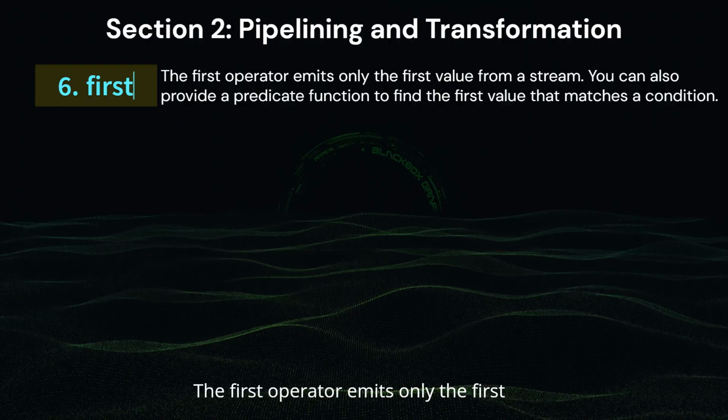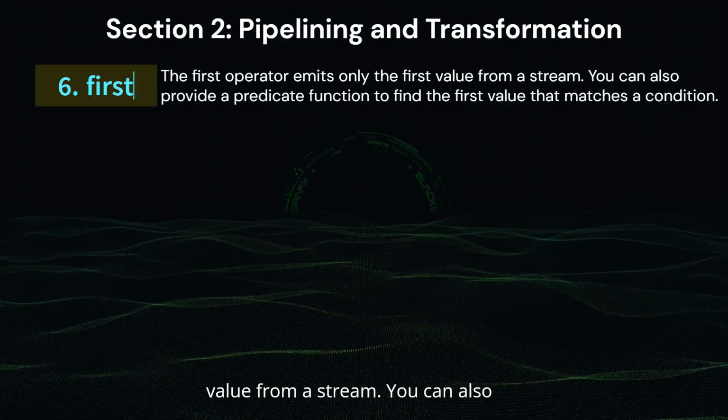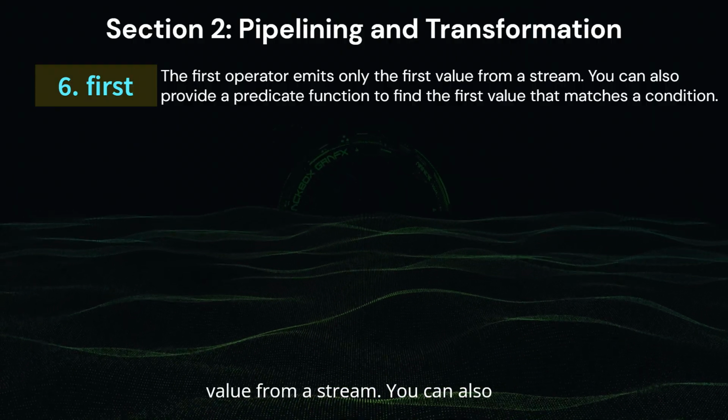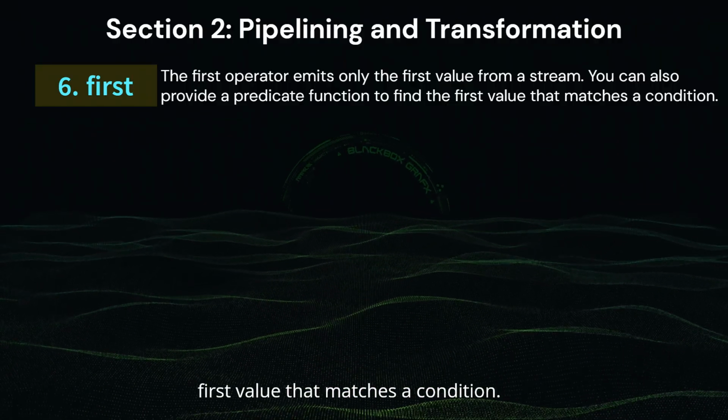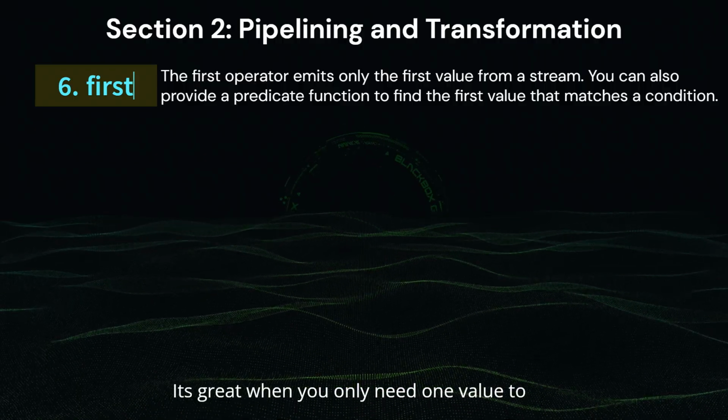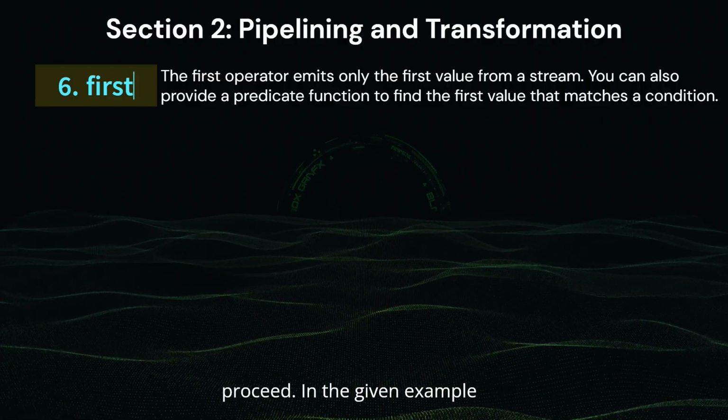The first operator emits only the first value from a stream. You can also provide a predicate function to find the first value that matches a condition. It's great when you only need one value to proceed.